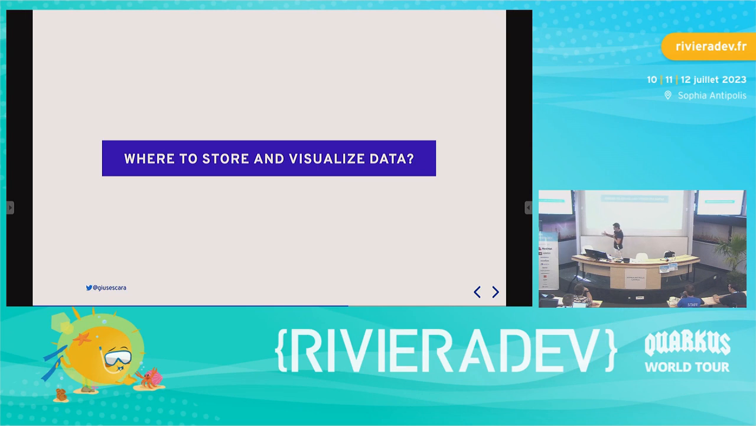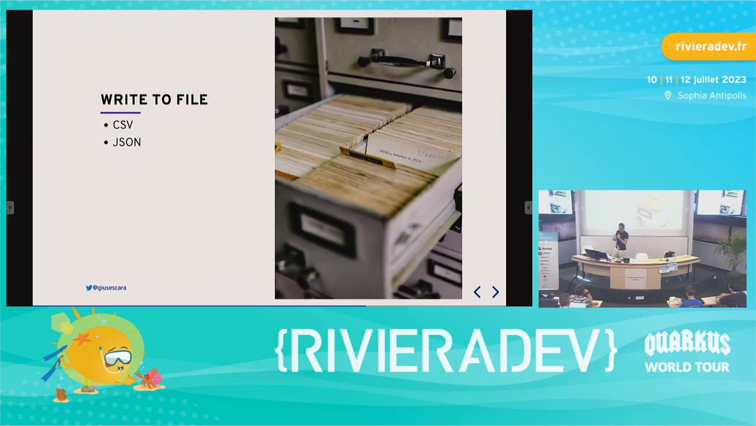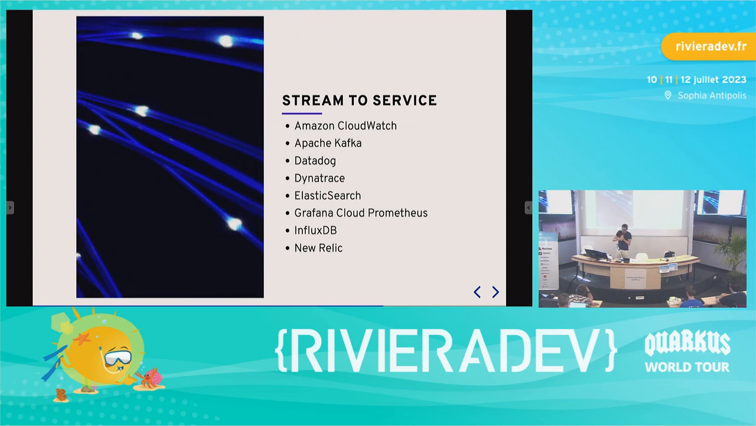Now, k6 printed out everything in the terminal, but where can we store and visualize this performance metric data, because maybe it's not a good solution to see everything inside the terminal? Well, k6 allows us to write the metrics inside a file, CSV or JSON, or it also allows us to stream to a well-known service like Amazon CloudWatch, Apache Kafka, Datadog, InfluxDB, Grafana Cloud, Prometheus, Elasticsearch.